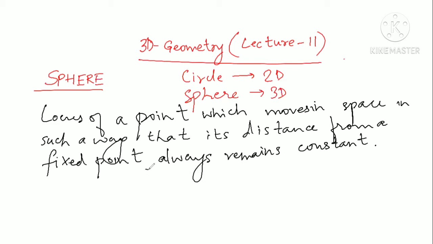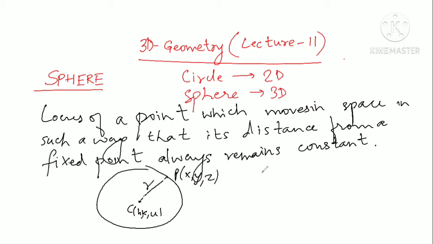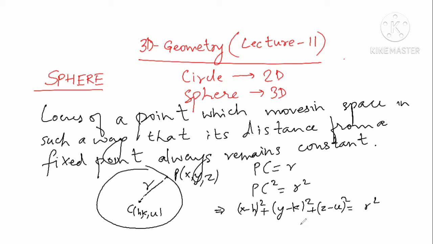Okay, so we assume that suppose this is a sphere and we have a center whose coordinates are h comma k comma u, and we have a point P (x, y, z) which is lying on the boundary of the sphere, and suppose the radius is r, so we can say that PC is equal to r. If we take square on both the sides, PC square will be r square. Now apply distance formula. So (x minus h) whole square plus (y minus k) whole square plus (z minus u) whole square will be equal to r square.